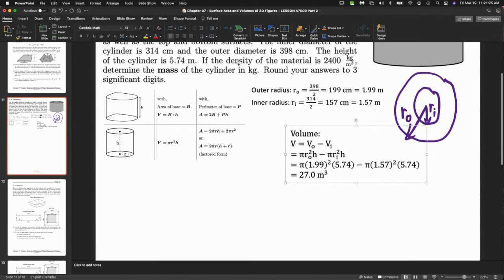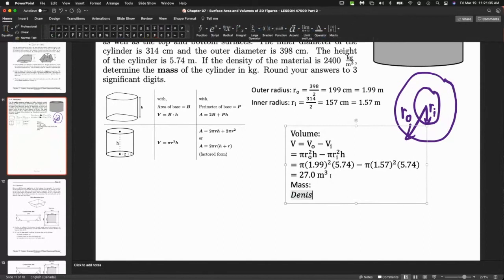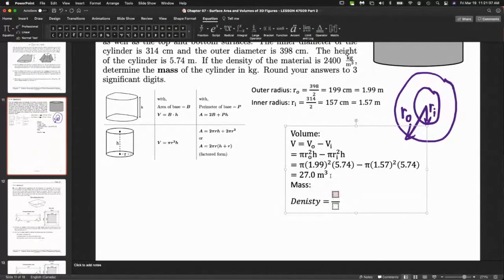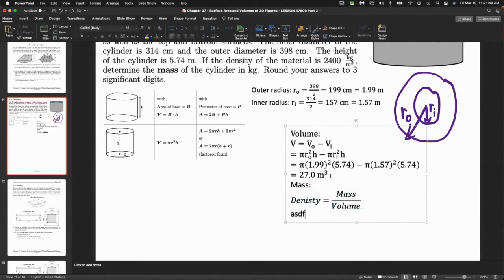But the question's asking for what is the mass of the cylinder. So let's go for the mass as well, because mass and volume go together. You may know the formula for density. Who remembers that density equals mass divided by volume? Anybody remember that formula from somewhere in the past? Good. So we can use the formula, but you don't have to know this formula. If you don't remember this formula, that's okay.